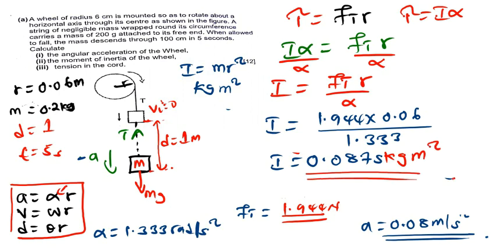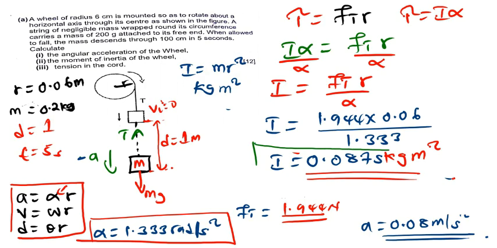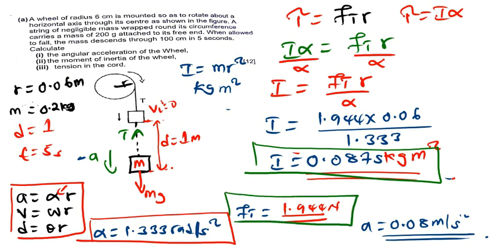Now I can see that part A is asking about angular acceleration, so the angular acceleration is this one. Part B is asking about the moment of inertia, so the moment of inertia is this one. Part C is asking about the tension in the cord, so the tension in the cord is this one. So this is important. We need to know the relationship between the rotational inertia and the torque, and it's going to help us solve a lot of questions.